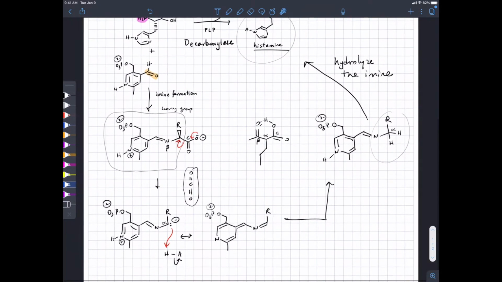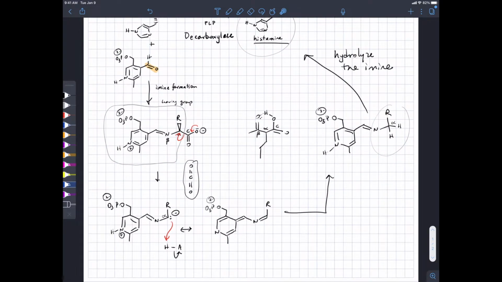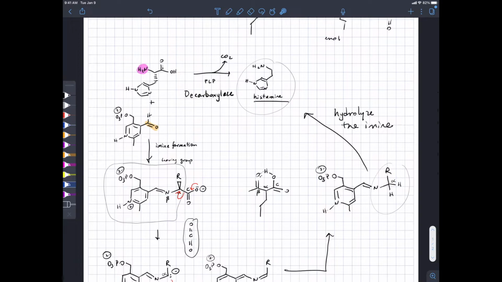Okay, so the last thing, anything you want to talk about there? Yes, sorry. What does PLP stand for? Good. PLP is the name of this molecule, and it stands for pyridoxal phosphate.